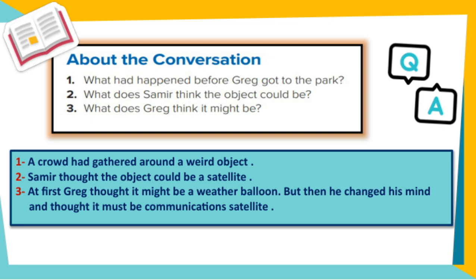Then we have Greg's initial reaction. At first, he thought it could be a weather balloon, something used for atmospheric data collection. But as he observes it more carefully, he changes his mind. He realizes it's more likely a communications satellite. This shift in perspective highlights how our initial assumptions can evolve as we gather more information. It's a perfect example of how important observation and critical thinking are in understanding unfamiliar objects.